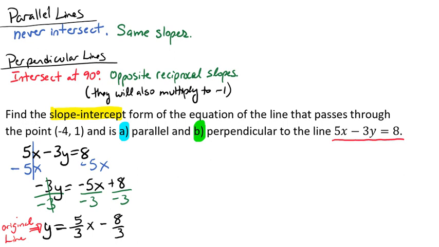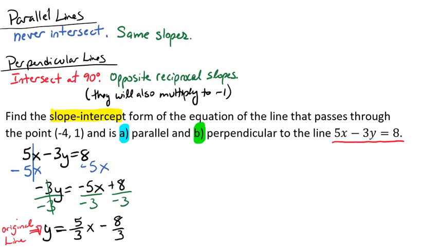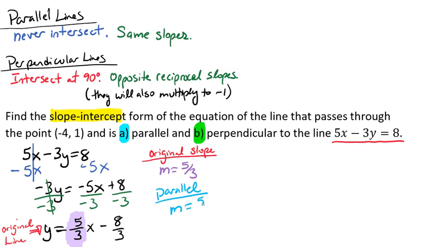Now from our original line, we can get our slope. Now remember that our slope is our m in the mx plus b of slope-intercept form. So here our slope is going to be 5/3 x. That's our original slope. So our original slope is 5/3. So let's begin by doing our parallel line. So in order for lines to be parallel, they need to have the same slope. So our parallel slope will also be 5/3.